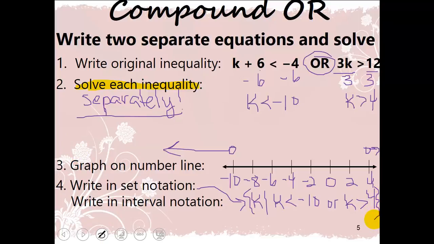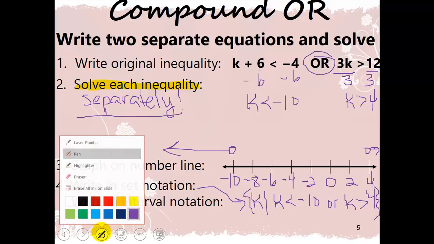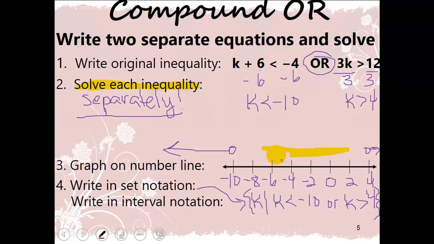In interval notation, remember this section in here, this is going to translate into a U, okay? So we have negative infinity, that's our smallest number, to negative 10. All right, both of those are parentheses because it's all exclusive. Union 4 to positive infinity. Okay, any of these that you don't quite get the first time, go back and watch it again.